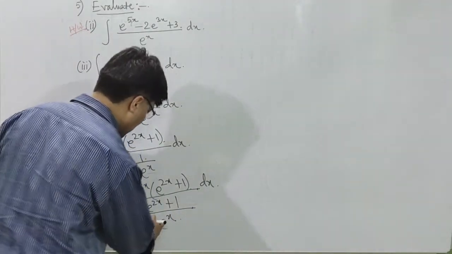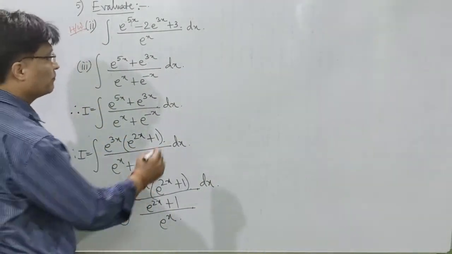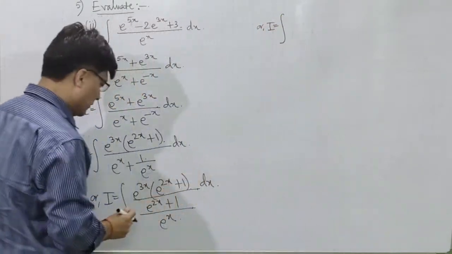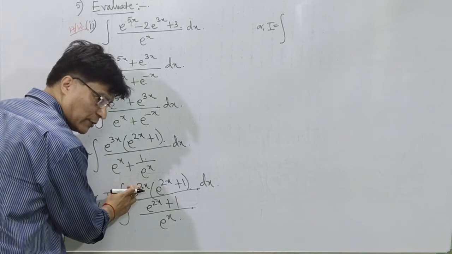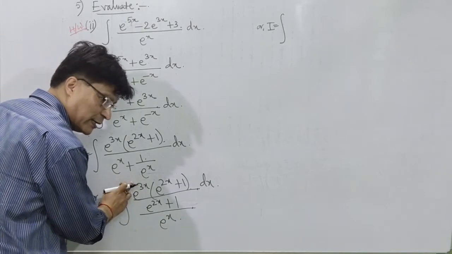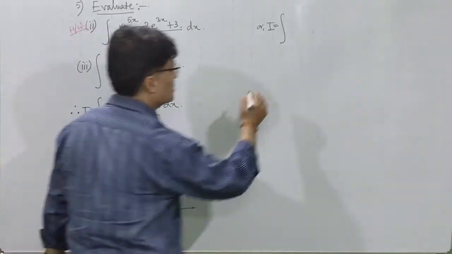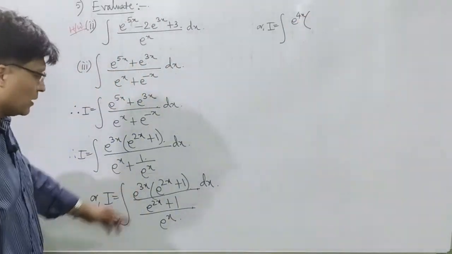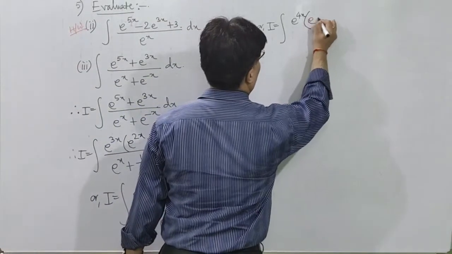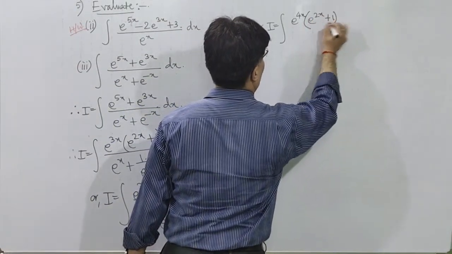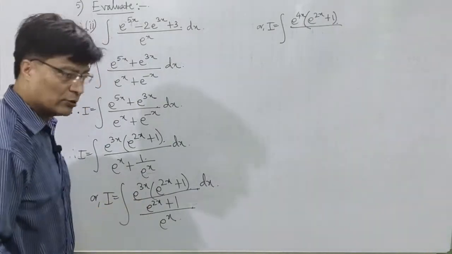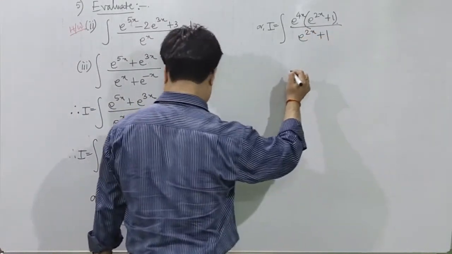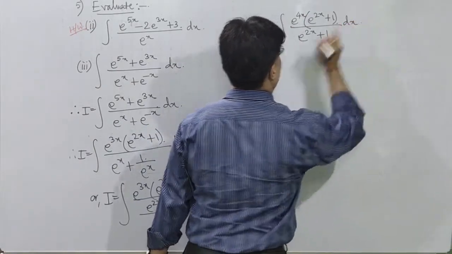So here now e to the power x goes up in the numerator. So or I is equal to integration of, now e to the power x goes up in the numerator and it should be multiplied by e to the power 3x. So it is e to the power 4x within bracket. What do we have? E to the power 2x plus 1 is there, divided by, in the denominator we have e to the power 2x plus 1. Then you can write here dx.